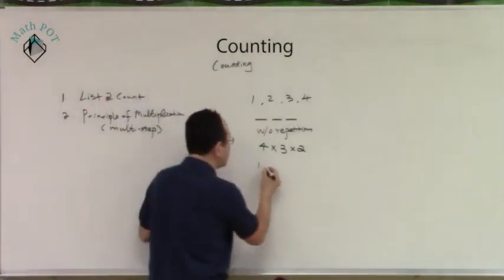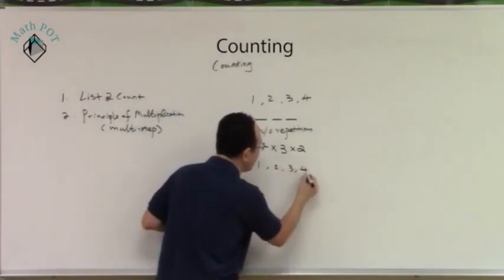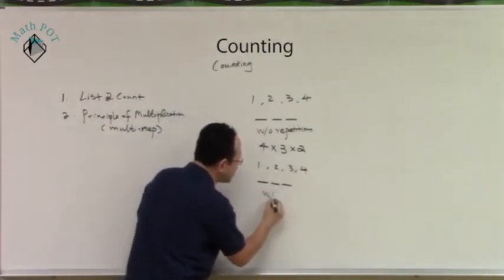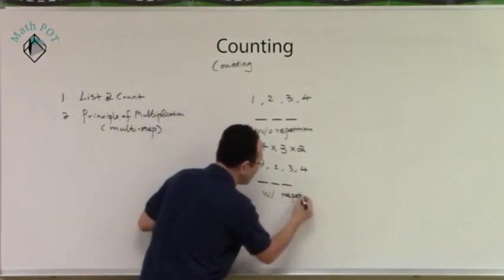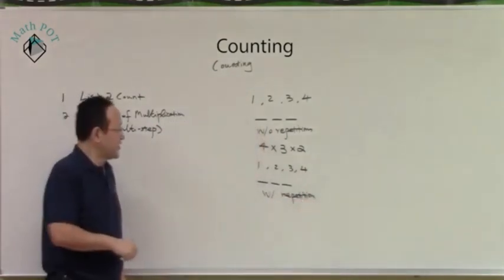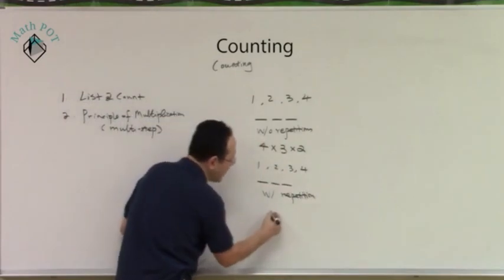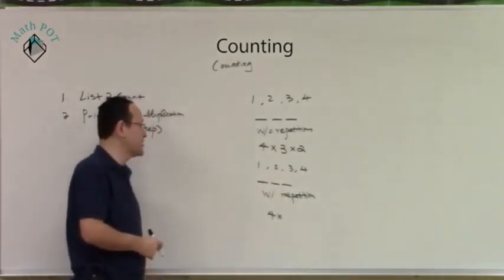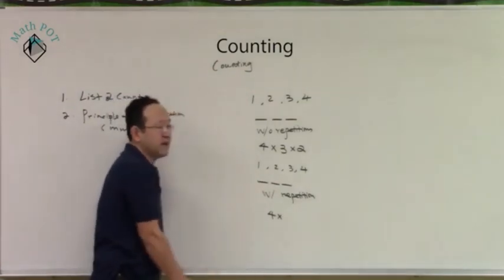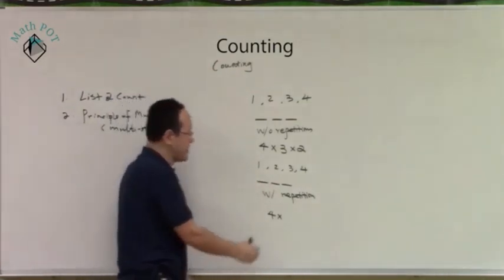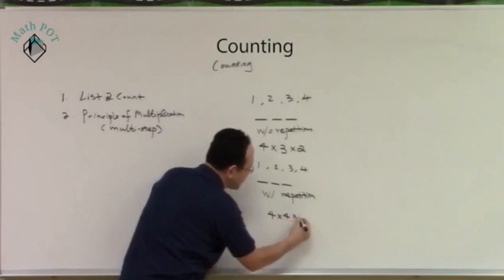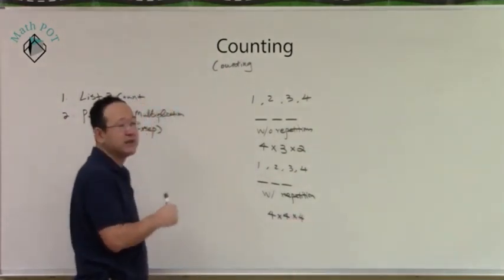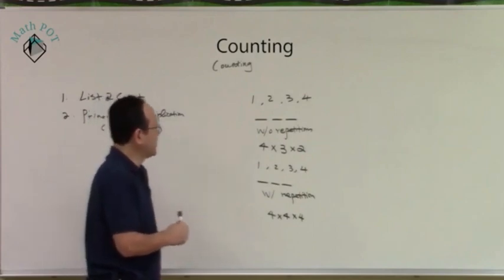How about this time I change it a little bit? Using 1, 2, 3, 4, still create a 3-digit number, but this time with repetition. So let's see. First step, still 4 ways. We can put anything there in the hundreds place. After that, next step, still we can use anything. That's why still 4 ways. Last step is still 4 ways. Multiply together, that is the total number of ways to write a 3-digit number with repetition.